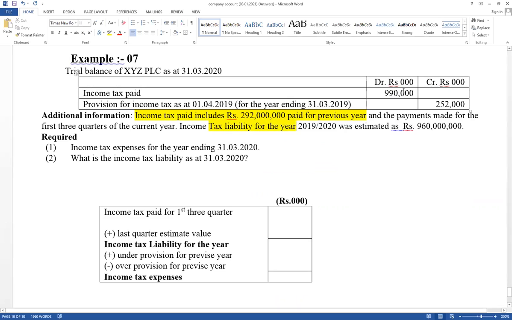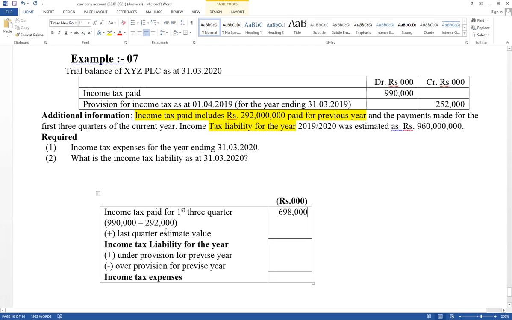Total paid amount is given. It includes the last quarter paid amount as well as this year's first quarter paid amount. Therefore, the first quarter paid amount can be recognized. Total amount equals 990,000. From that value, 292,000 paid for the previous year should be deducted. Then take the answer. That is the first quarter paid amount. 990 minus 292, therefore the value equals 698. This is the first quarter paid amount.